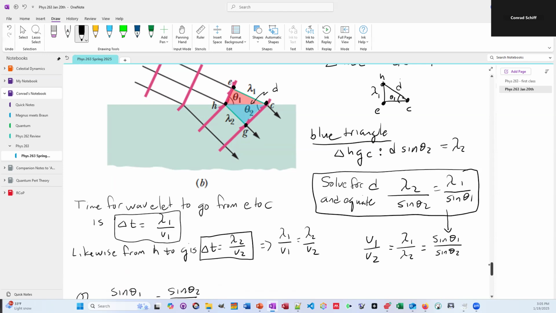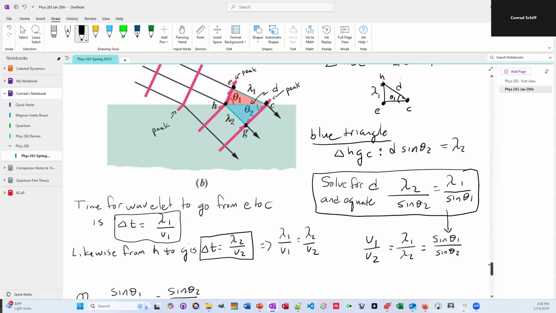And that time is lambda 2 over v2. And those times have to be the same because the peak of the wave on this bent wavefront and the peak of the wave here and here, these peaks all have to be happening at the same time. And so those two times have to be equal to each other, and setting them equal to each other and eliminating delta t gives us that lambda 1 over v1 equals lambda 2 over v2.